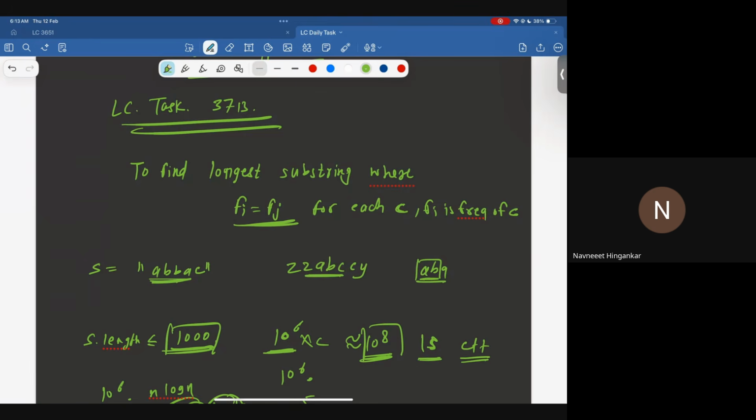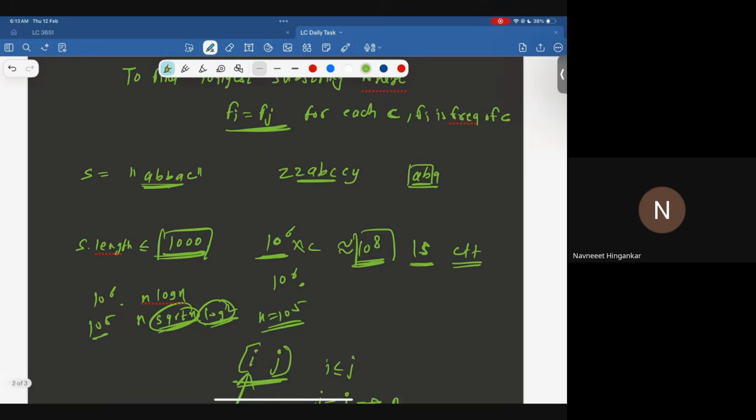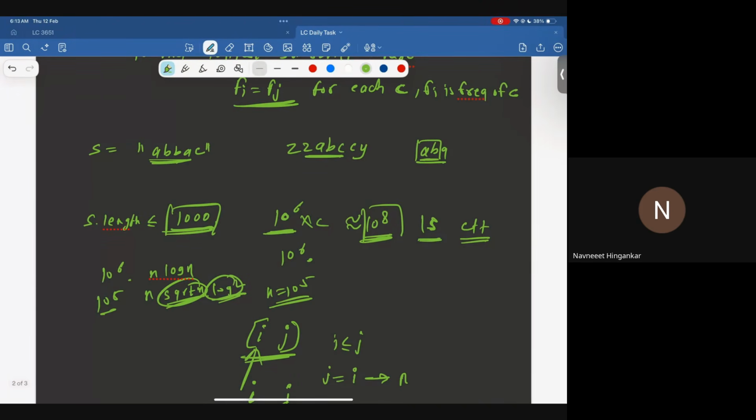So I will repeat the question again: we just need to find the longest substring. In this case, this is the longest substring because you can see A has appeared two times, B has appeared two times. So we need to find such a substring. A substring is obviously continuous. Here you can see it's 1 1 1, in ABA it's again 1 1. So the answer is 2, the answer is 4, the answer is 4. So all we need to do is just find that substring.